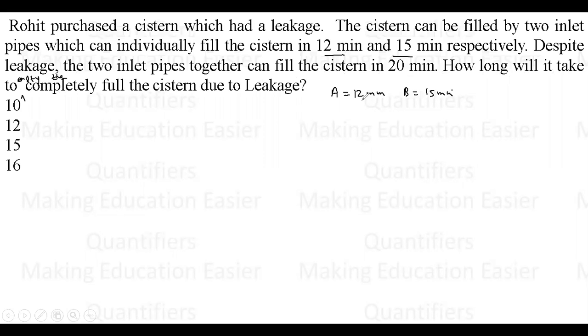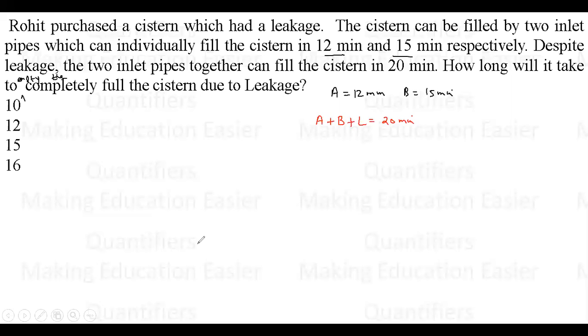So now A takes 12 minutes, B takes 15 minutes, and it is given that the two inlet pipes together can fill the cistern in 20 minutes, but there is a leakage. So we can say that if all three are working, that means A is working, B is working, and there is a leakage as well, along with the leakage it takes 20 minutes. Now the question is, how long will it take to empty the completely full cistern due to the leakage?